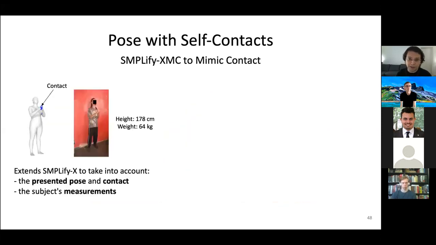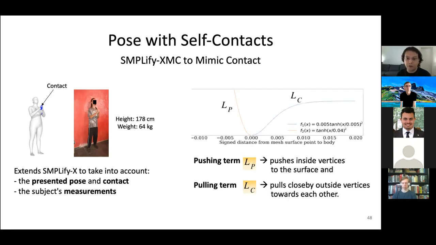To correct for these differences, the authors introduce SMPLify-XMC, which extends SMPLify-X for mimicking contact. SMPLify-XMC takes into account the presented pose and contact areas, as well as the subject's height and weight. The latter contribute to better body shape estimation because this is important for contact. The method also introduces two contact energy terms, namely LP, that pushes vertices that penetrate inside the mesh towards the surface, and LC, that encourages contact between vertices that are outside but close to each other.